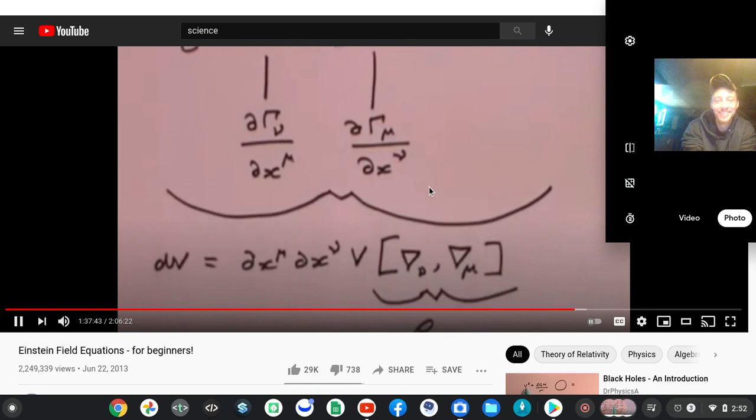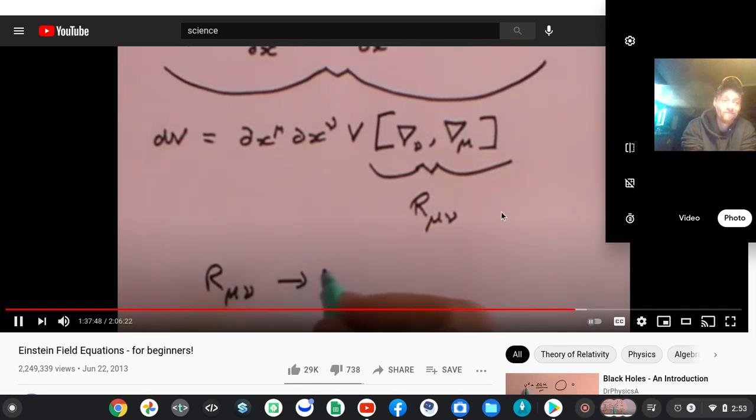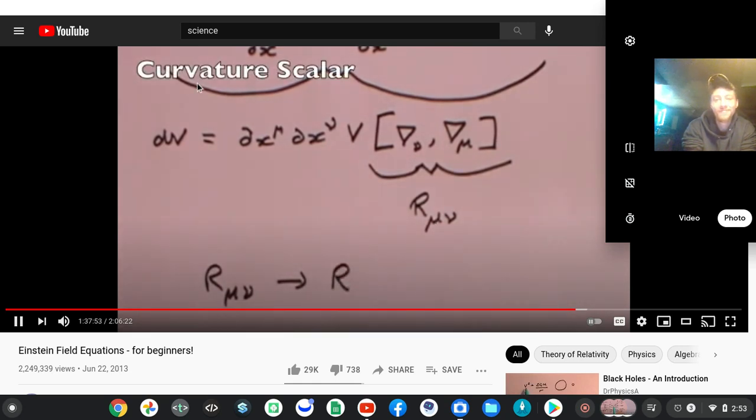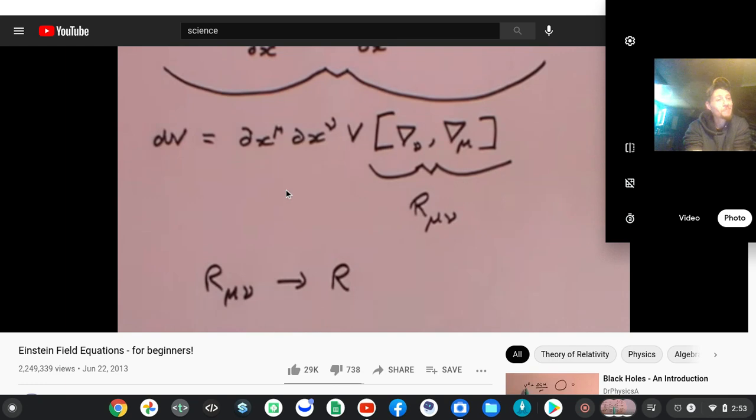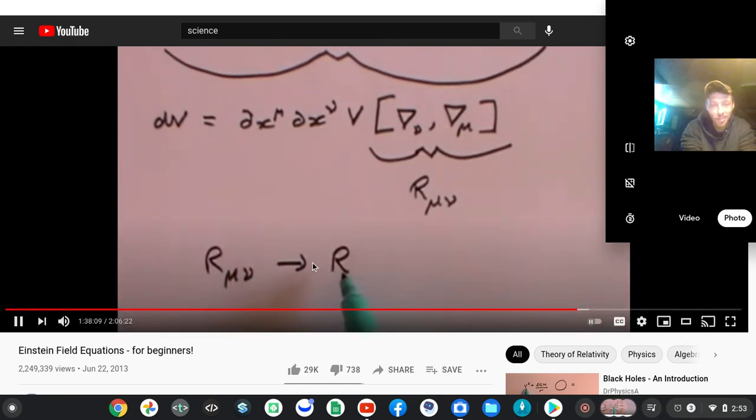Now what I can also tell you is that from the Ricci tensor, R mu nu, you can derive what is called a curvature scalar. It is simply a scalar. If you take the dot product of two vectors, for example, you get a scalar. You can take the Ricci tensor and from it create that curvature scalar. If the curvature scalar is not zero, then the surface is not flat.